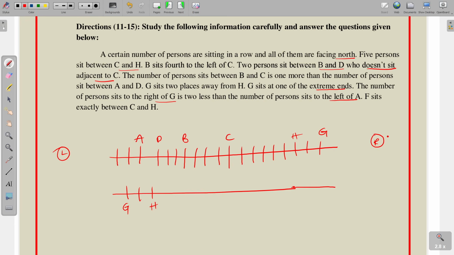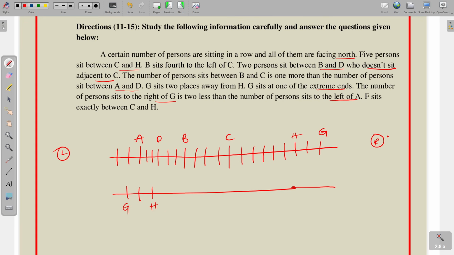Next, number of persons sit between B and C is 1 more than the number of persons sit between A and D. So here B and C 1, 2, 3 persons are there. So these 3 persons are 1 more than the number of persons sit between A and D. It means 3 is 1 more, means between A and D there are 2 persons are there. So here A is there, and D is there. Between both there are 2 persons are there. Clear? And next, G sits 2 places away from H. Clear? And G sits one of the extreme ends.